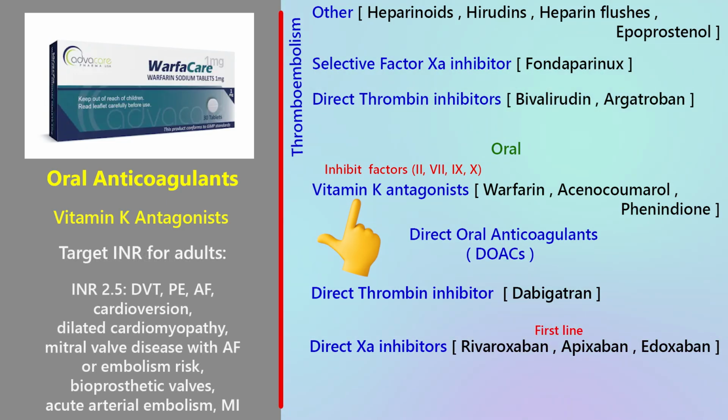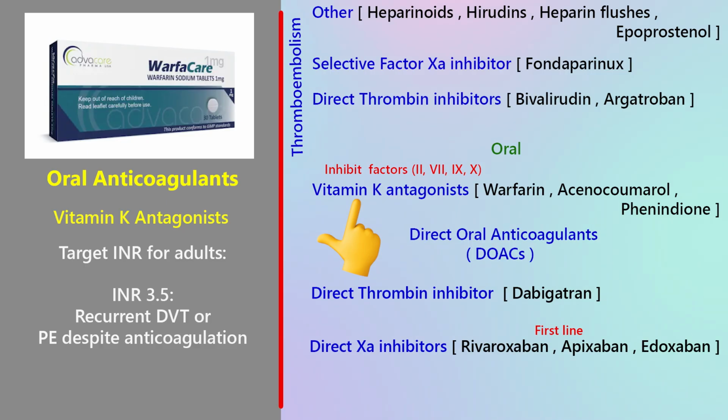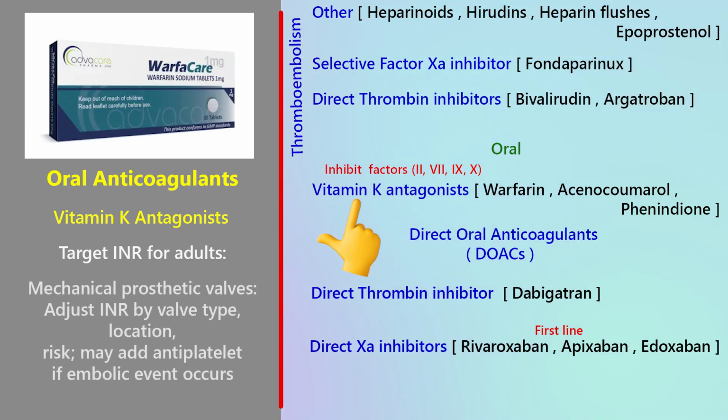INR 2.5: DVT, PE, AF, cardioversion, mitral valve disease with AF, bioprosthetic valves, MI, acute arterial embolism. INR 3.5: recurrent DVT or PE despite anticoagulation. Mechanical prosthetic valves: INR adjusted by valve type, location, and risk. Sometimes add antiplatelet if embolic events occur.